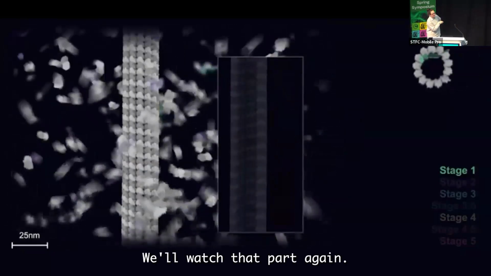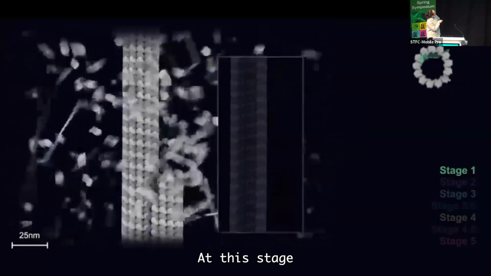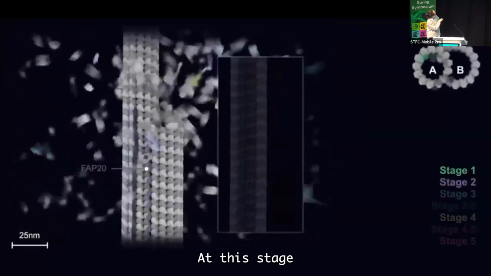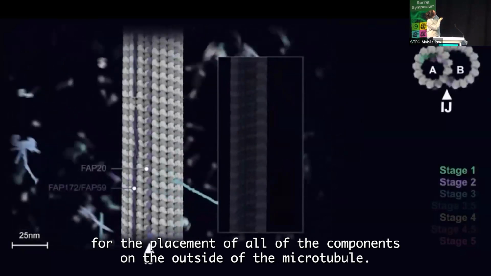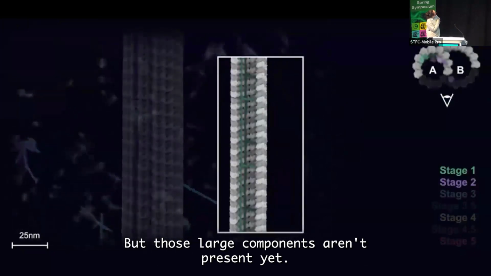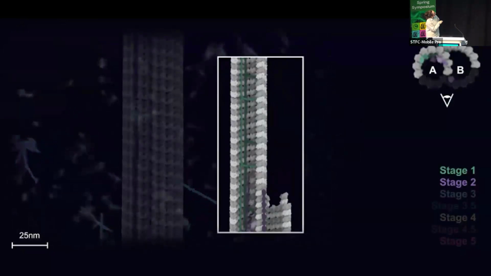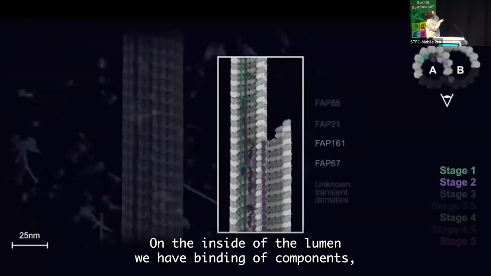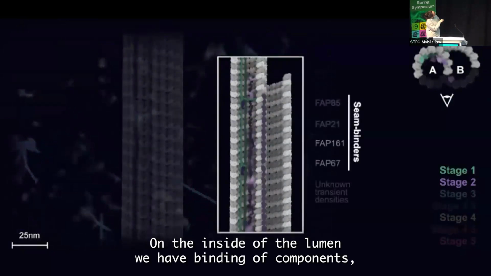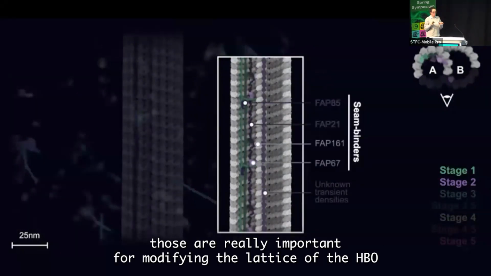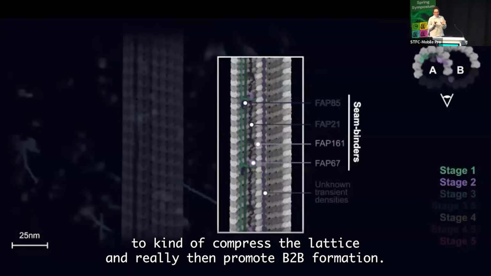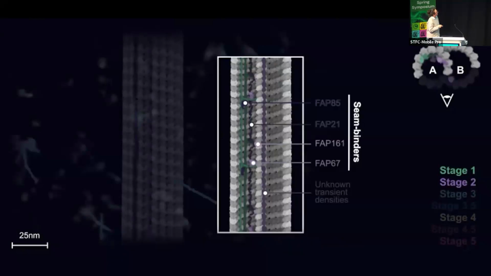We'll watch that part again. At this stage, we have the binding of this coiled coil, which is important for the placement of all of the components on the outside of the microtubule, but those large components aren't present yet. On the inside of the lumen, we have binding of components, which I haven't gone into at all, but we actually think those are really important for modifying the lattice of the A-tubule to kind of compress the lattice and really then promote B-tubule formation.